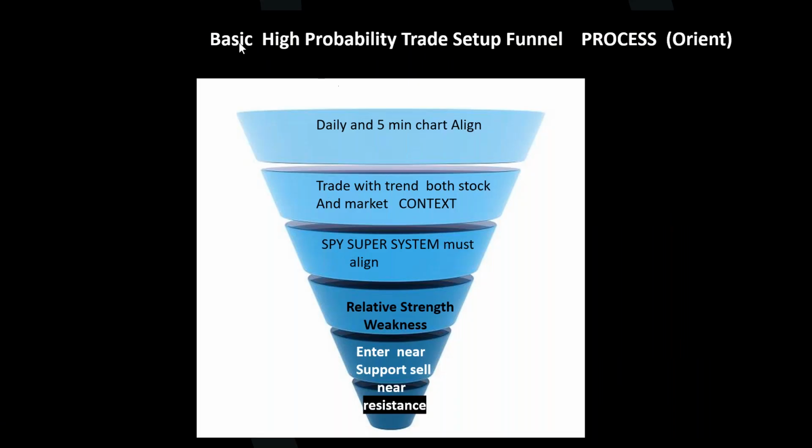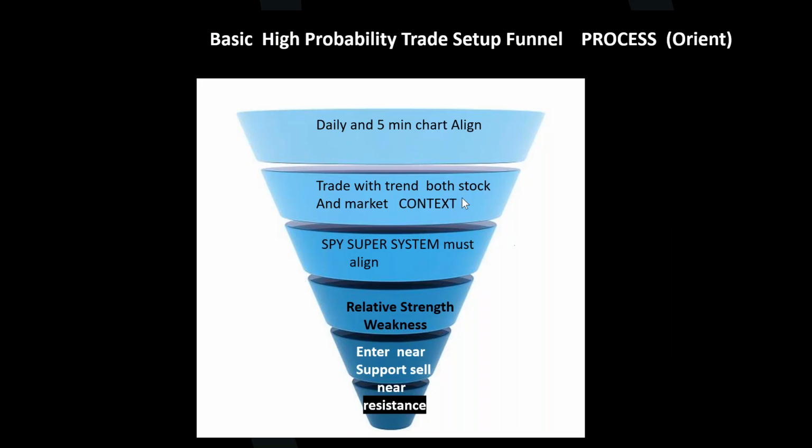Okay. So here's a basic high probability trade setup funnel. This is the process I go through when I'm looking for a trade every day. The daily and 5-minute chart need to align. And if this is a swing trade, I have to have the daily chart aligned in the direction I want to take. If it's an intraday trade, I don't really need to use the daily chart. But for anything that could be a swing, and when I say a swing, that can be 3 or 4 hours. If you're just going to be in it for most of the day, to me that's a swing trade. So you need to have your daily chart aligned. And then you find a 5-minute chart and align it to get your best entry into the trade.